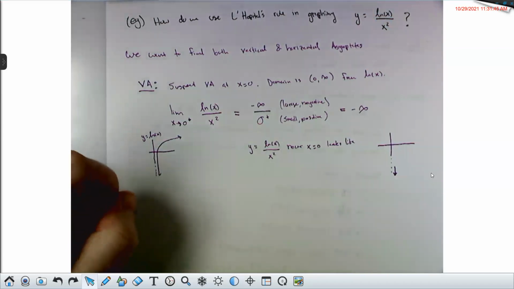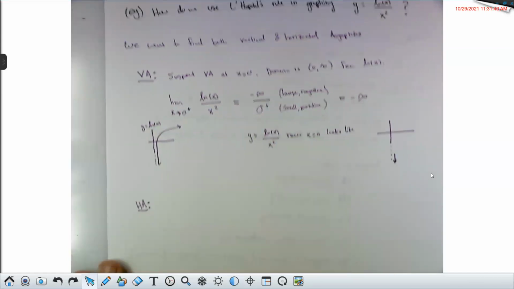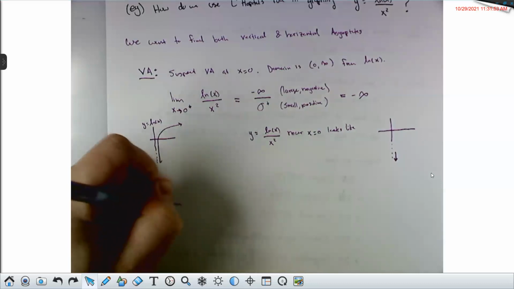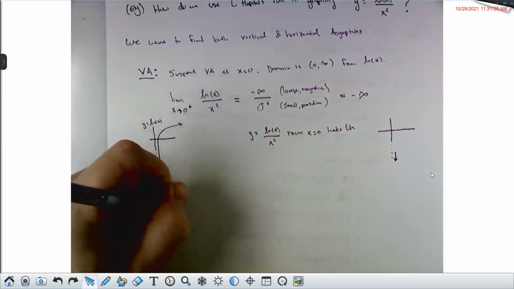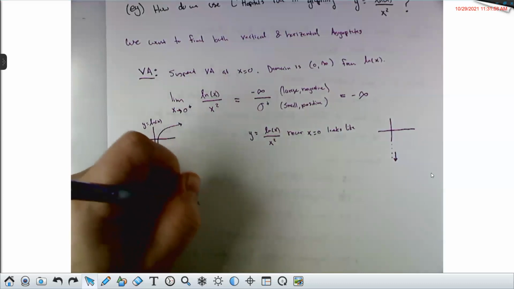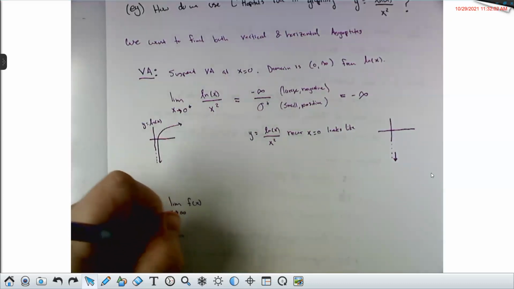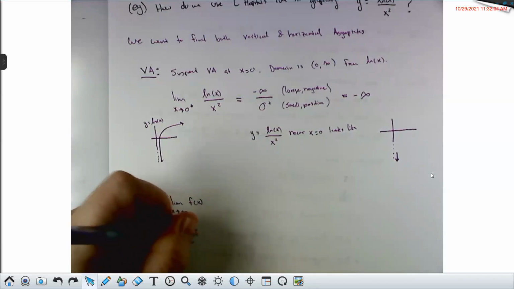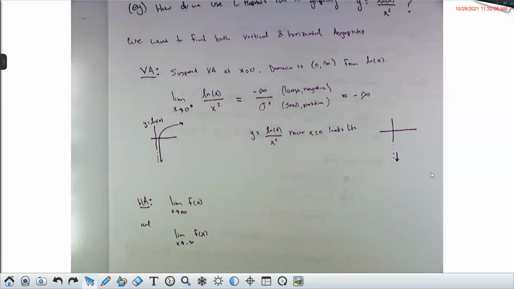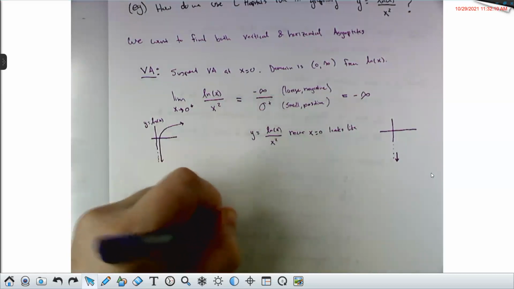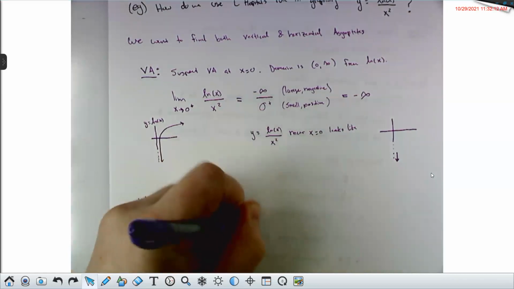Horizontal asymptotes, on the other hand, here we do need to be a little bit careful. So remember, to find horizontal asymptotes, we look at two limits: the limit as x goes to positive infinity of f of x, and the limit as x goes to negative infinity of f of x. This one I can ignore due to the domain.